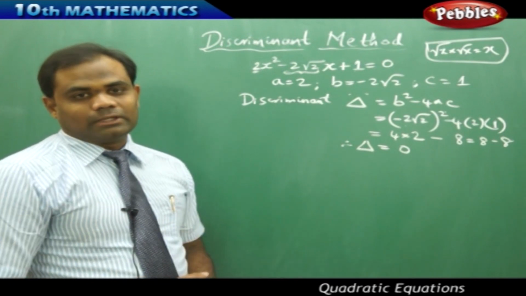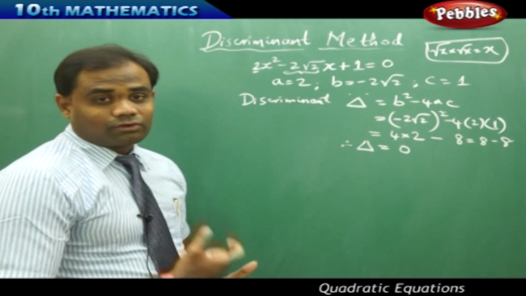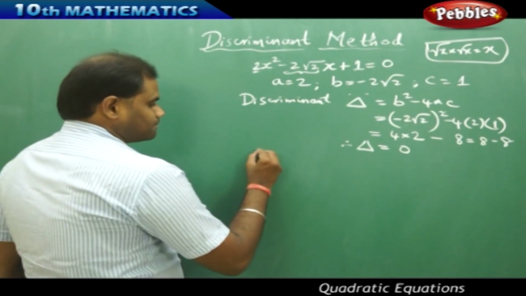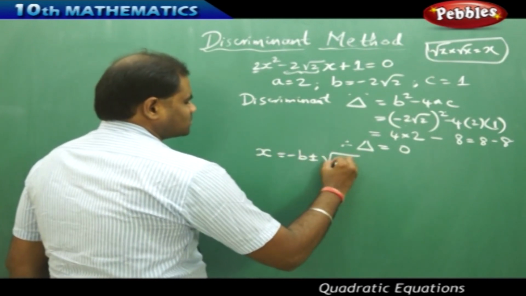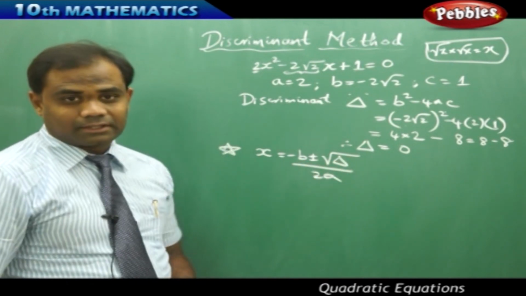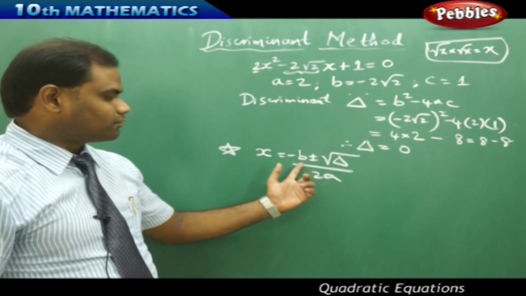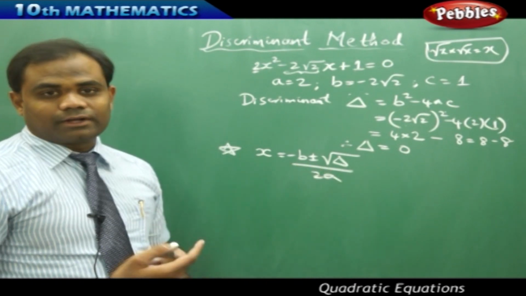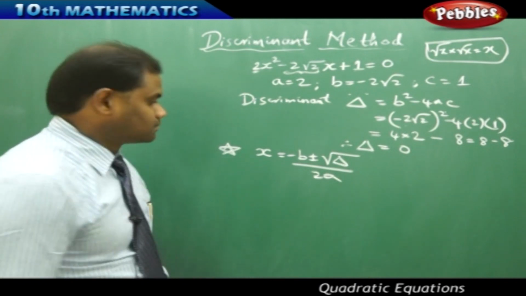Now let's come to the formula. We have seen the formula for discriminant method, which says that the roots of any quadratic equation in its general form is given by the formula x equals minus b plus or minus root delta by 2a, which we have taken in the previous session. Now let's substitute each of a, b and delta in this given formula and find the values of x, which are the solutions of the given quadratic equation.